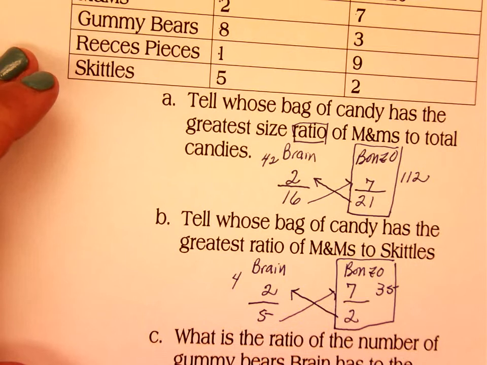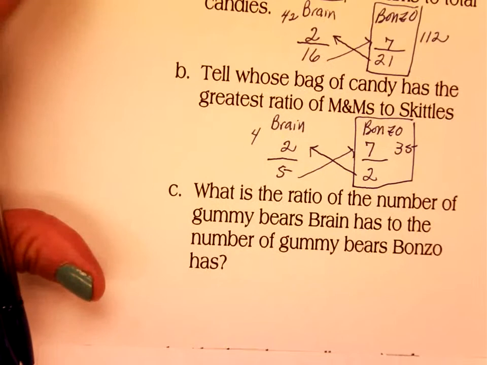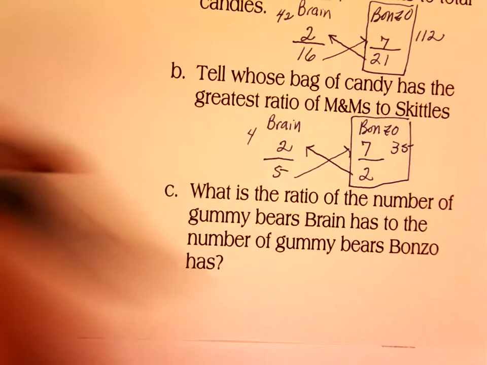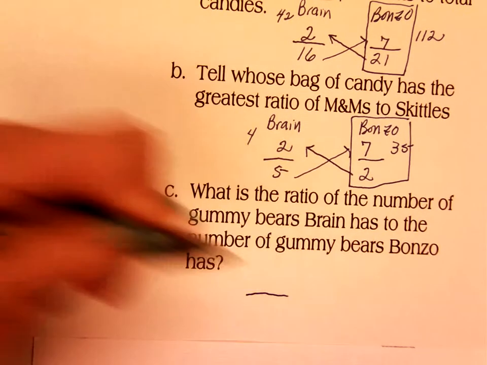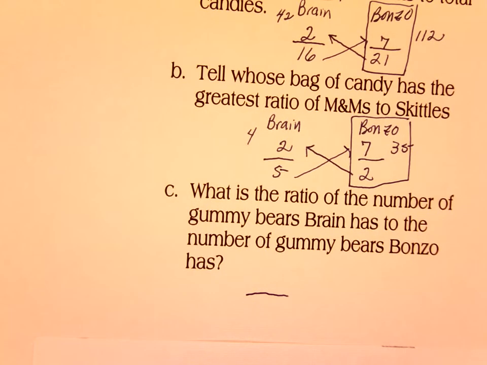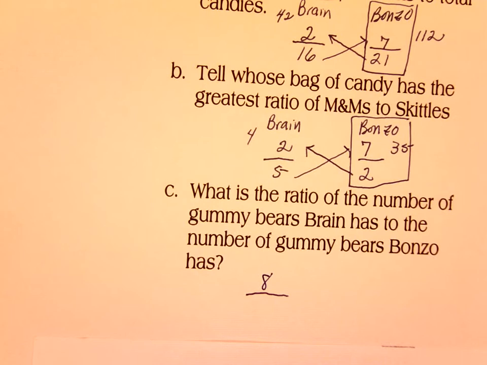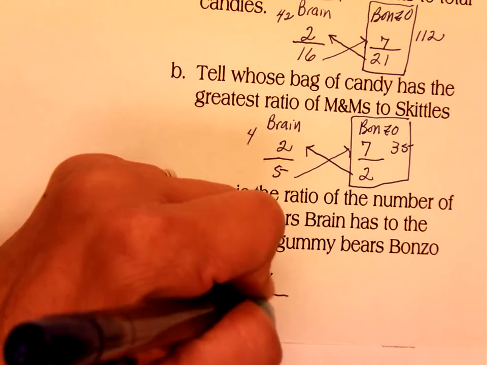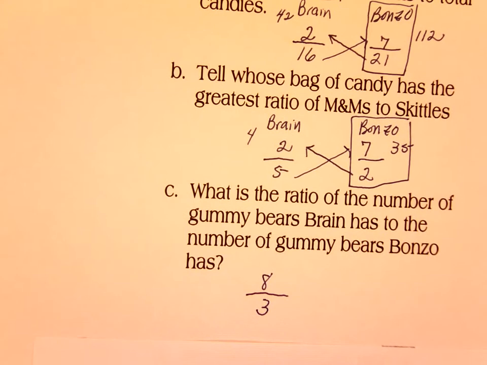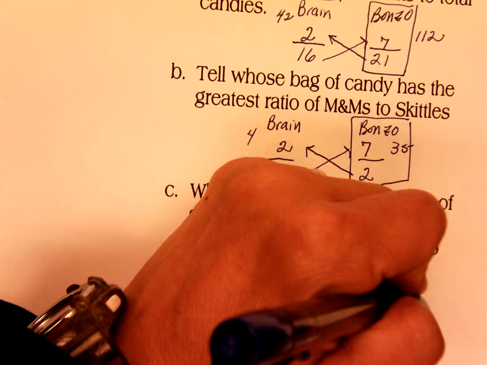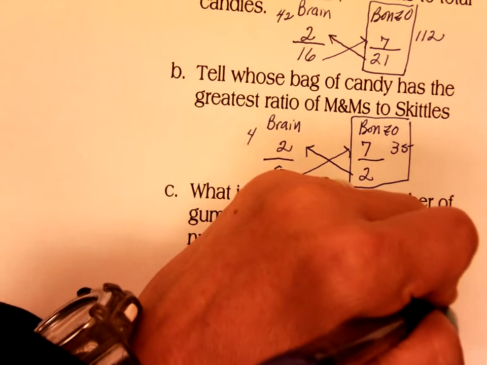Looking at C. What is the ratio of the number of gummy bears Brain has to the number of gummy bears Bonzo has? So here is just a ratio. How many gummy bears does Brain have? Well, Brain has 8 gummy bears. And how many gummy bears does Bonzo have? Bonzo has 3. So that's one way to write it, as a fraction. Or you could have written it as 8 to 3. Or you could have written it as 8:3.